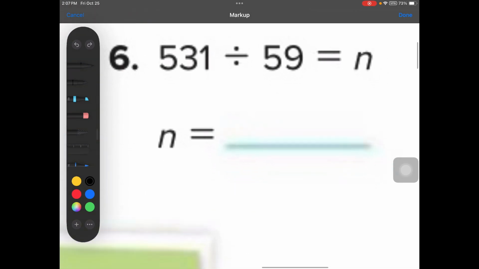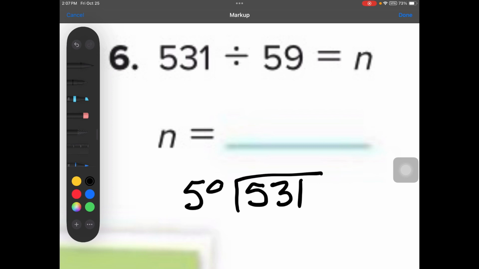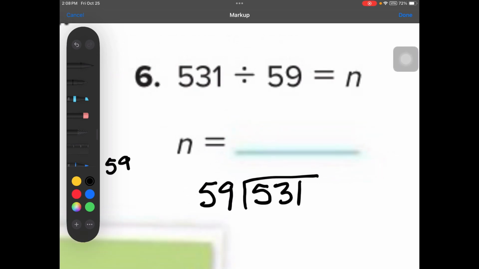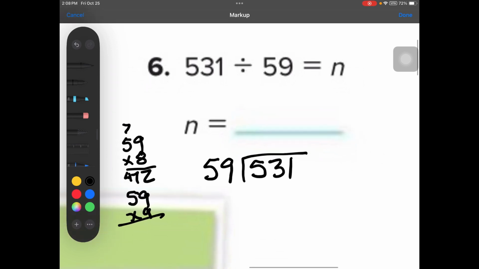Okay, number 6 reads 531 divided by 59 equals n. So we have to figure out what n equals. 59, let's just do a guess and check with 8. 72. 8 times 5 is 40. 47. A little bit more. Let's try 59 times 9, shall we?